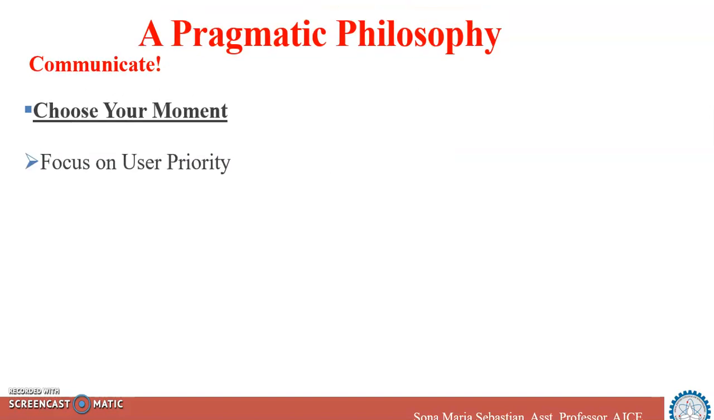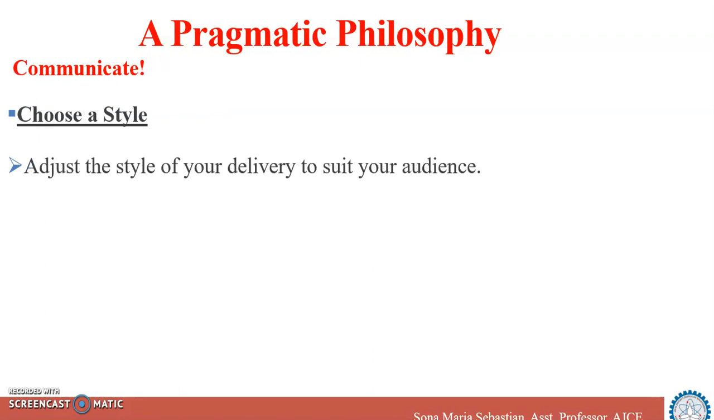Then the next point, choose your moment. You need to work out what the user priorities are. Make what you are saying relevant in time as well as in content. That is all about choose your moment. The next point is choose a style. That is, adjust the style of your delivery to suit your audience.